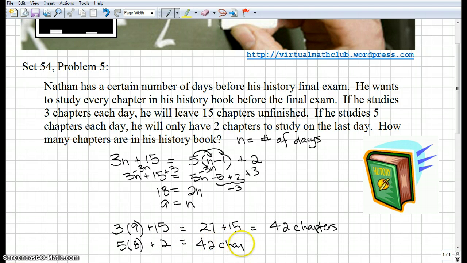Okay? So sometimes it's just a matter of wishful thinking. You can think, if I knew the number of days, I could figure this out easy enough. So let's just make that a variable, n, and then see if we can figure out what n is, and then we can solve what we're looking for. So the answer is there are 42 chapters in his history book.